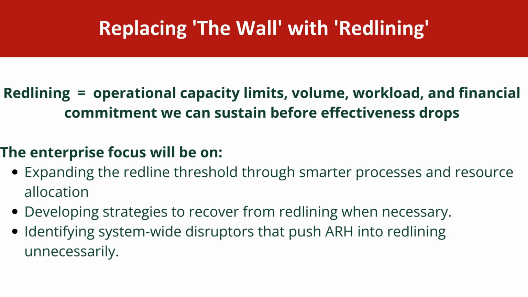How redlining applies to both the enterprise and individuals. A. At the enterprise level, redlining represents ARH's operational capacity limits: how much volume, workload, and financial commitment we can sustain before effectiveness drops. The enterprise focus will be on expanding the redline threshold through smarter processes and resource allocation, developing strategies to recover from redlining when necessary, and identifying system-wide disruptors that push ARH into redlining unnecessarily.